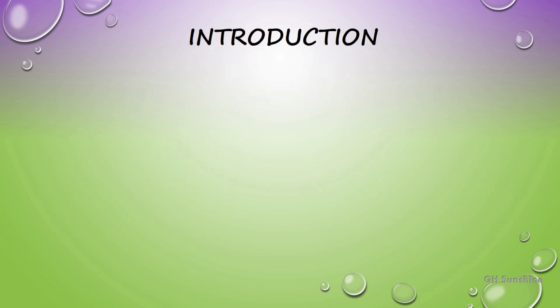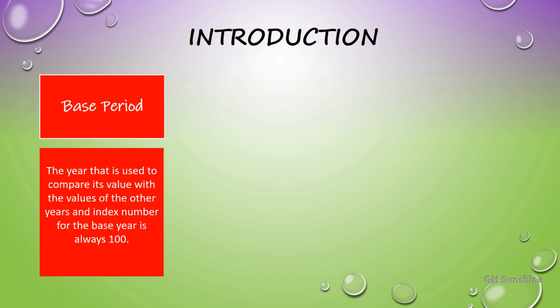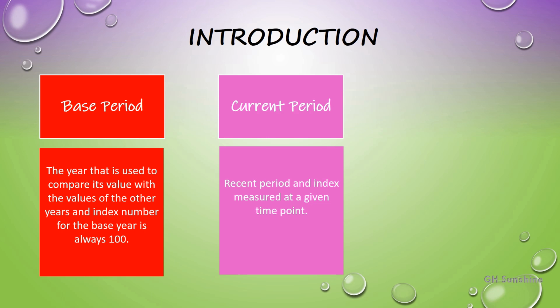Then you need to know what is base period. The year that is used to compare its value with the values of the other years. And index number for the base year is always 100. Remember that, always 100. Second, you also need to know what is the current period, recent period, and index measured at a given time point.